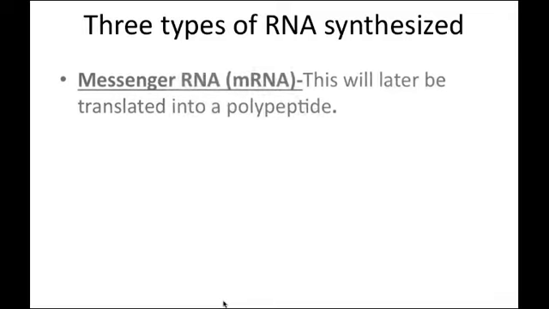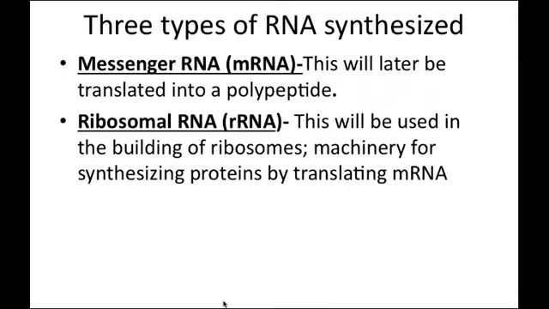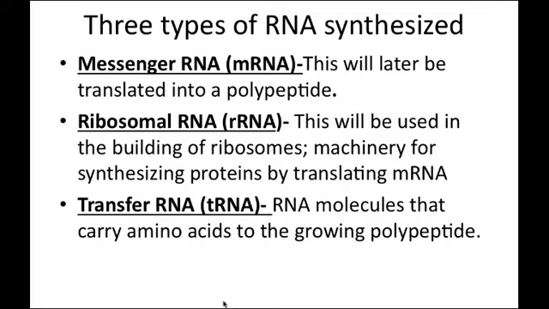So from RNA transcription, we have three types of RNA produced. You have mRNA, rRNA, and tRNA. Messenger RNA is going to be translated into that polypeptide. Okay, that's the information that has everything there. That's the blueprint of the RNA.